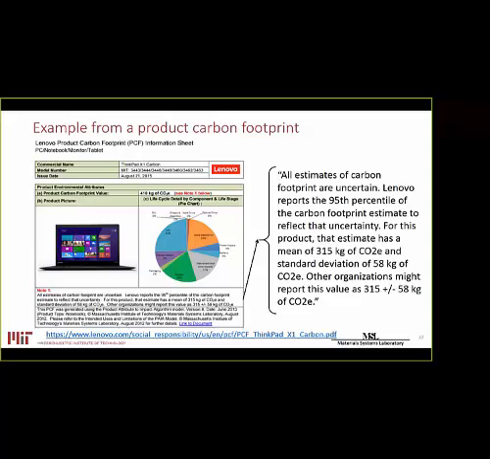What it says in the fine print there: all estimates are uncertain. Lenovo reports the 95th percentile of the carbon footprint estimate to reflect that uncertainty. So once again, they're just showing one number, but they say it's the 95th percentile. For this product, that estimate has a mean of 315 kilograms and a standard deviation of 58 kilograms. So that's a way, I think, of having that uncertainty analysis behind it, but also not having to show too much detail about it.